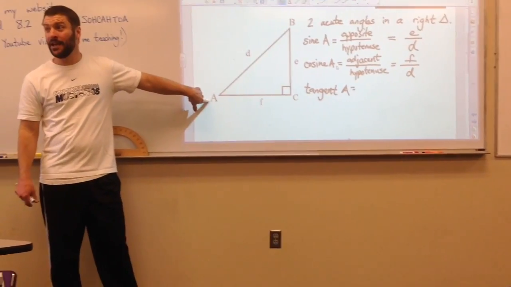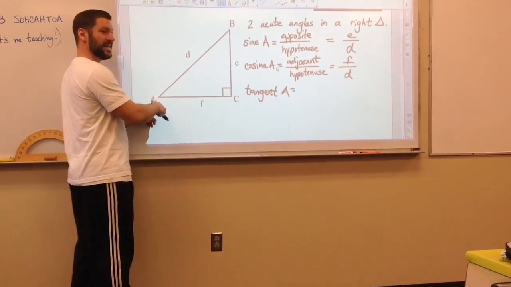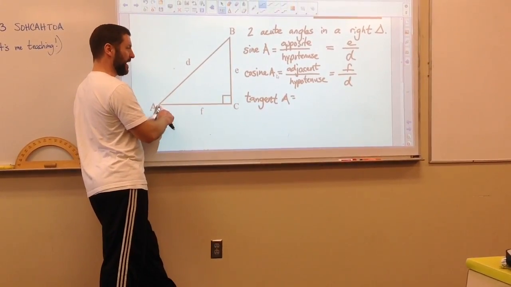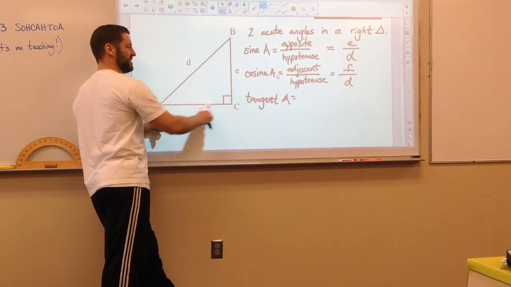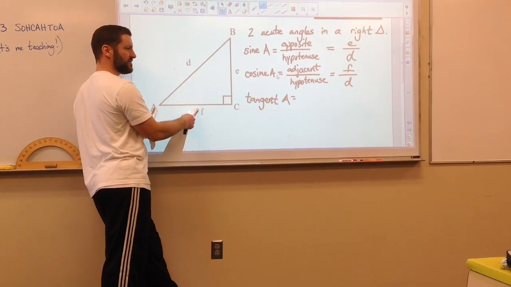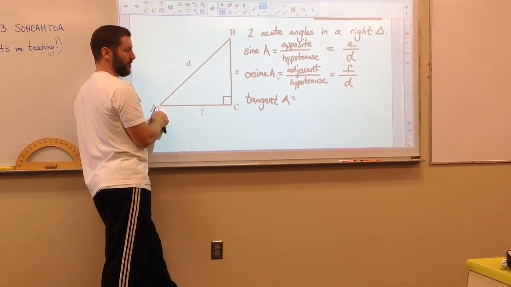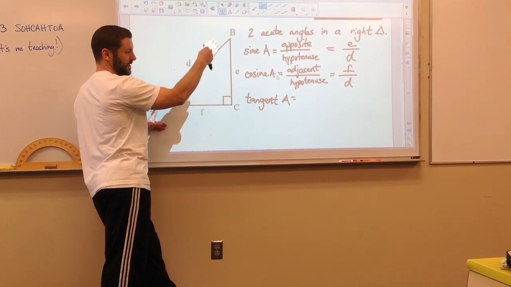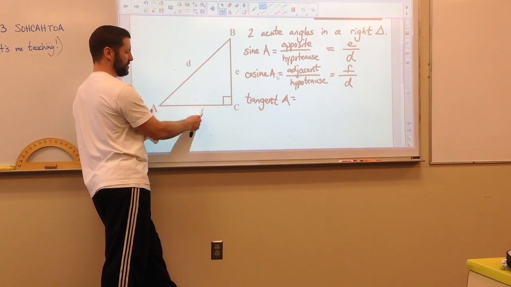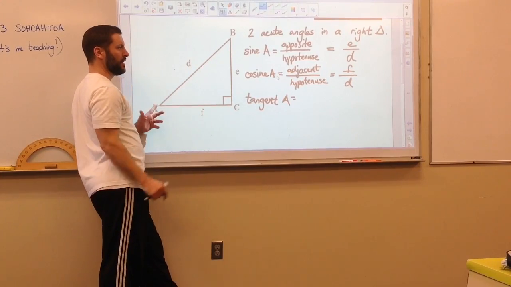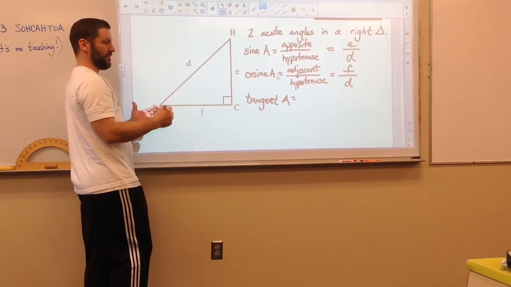All right, cosine. Adjacent over hypotenuse. Adjacent side to A. Since D is already the hypotenuse, adjacent is F, the one right next to it. So I put F on top, and I put D over the hypotenuse. So it's literally cosine of A, adjacent over hypotenuse, F over D. And the last one is tangent of A.